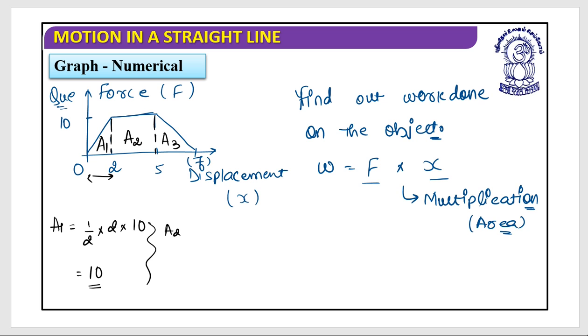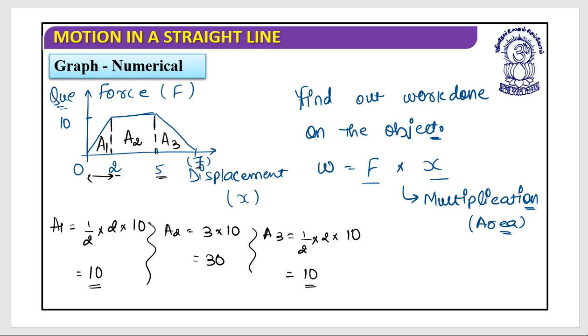Find out A2. This rectangle started at 2, ended at 5. So it would be 3. 5 minus 2 would be 3 into 10. So that would be 30. And the third started at 5, ended at 7. Area 3 would be equal to 1 by 2 multiplied by 5 to 7. This is 2 multiplied by 10. So this is again 10.